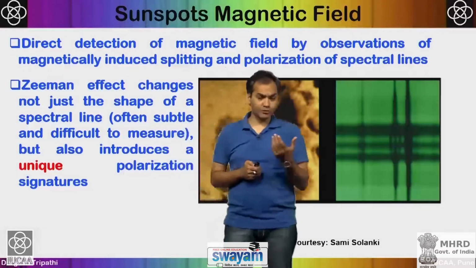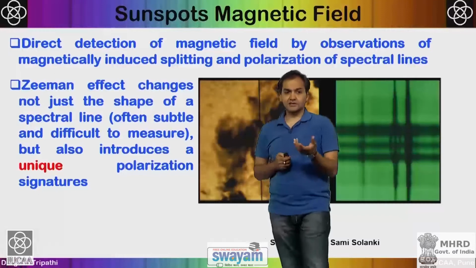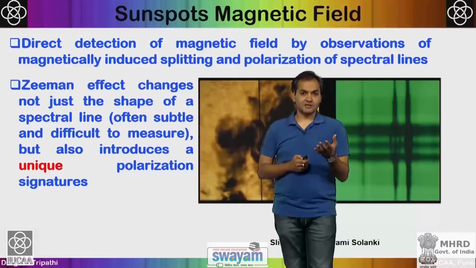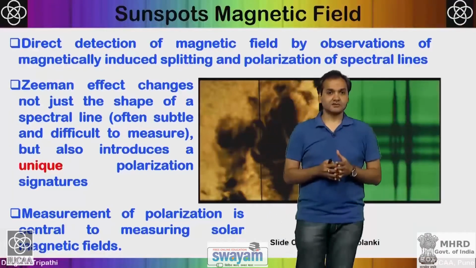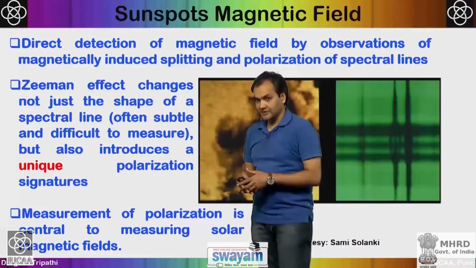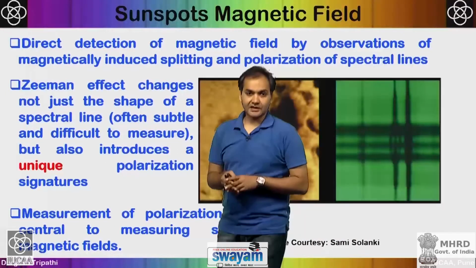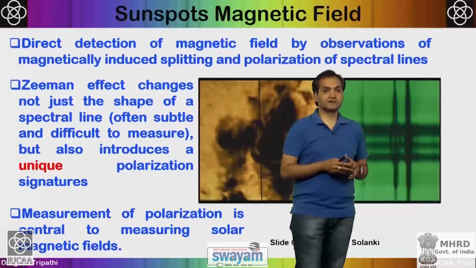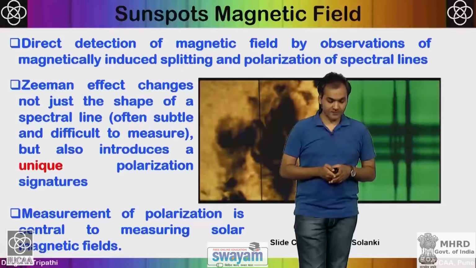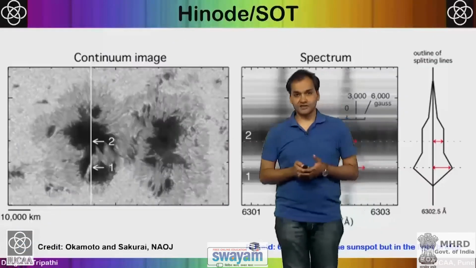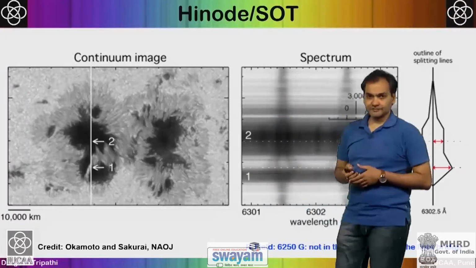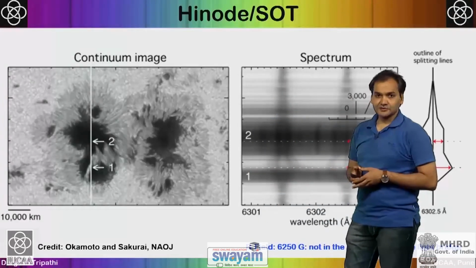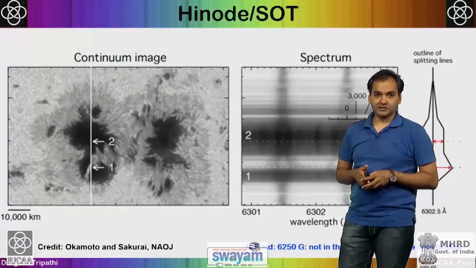So, if you can measure the polarization of the light you are looking at, then you should be able to say something about the presence of the magnetic field. So, central to measuring the solar magnetic field is the measurement of polarization. Now, there are different kinds of polarization. Here is another example before we go into polarization, a recent observation from the Hinode Solar Optical Telescope.